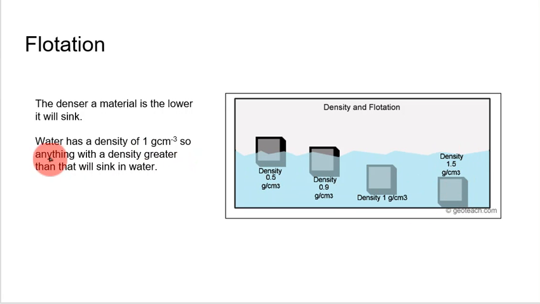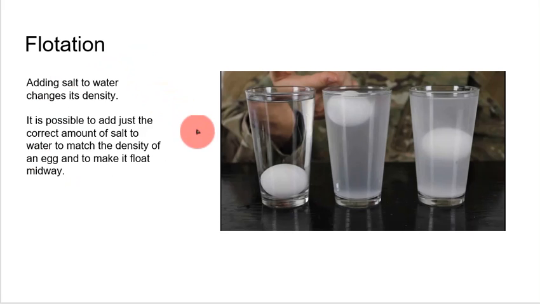So the denser a material is, the lower it will sink. That's a way to think about it. And this can be demonstrated in relation to flotation. If we take, for example, an egg and put it into water, and keep adding salt to the water, it changes the density. The egg, the way that it is, is more dense than the water. As a result, it sinks down through the water.